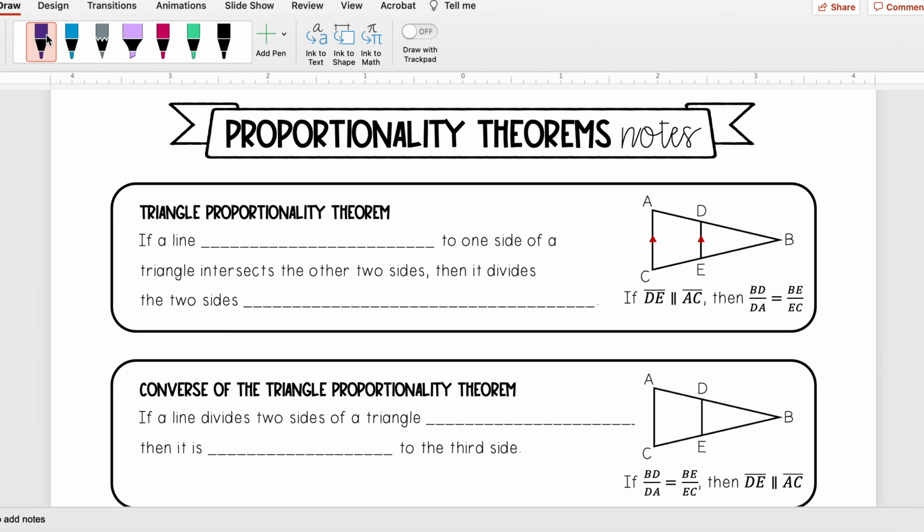Hello everyone. Today we'll be learning about proportionality theorems. The first theorem that we have is the triangle proportionality theorem, and that says if a line parallel to one side of a triangle intersects the other two sides, then it divides the two sides proportionally.